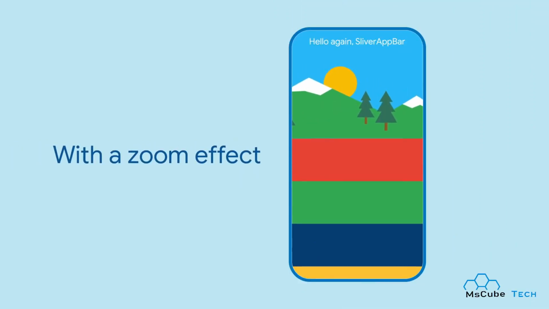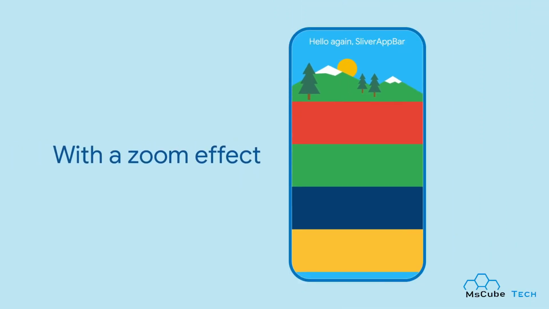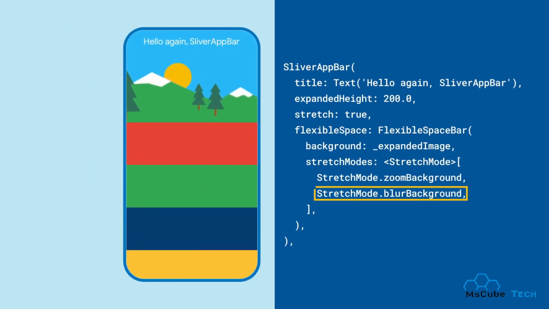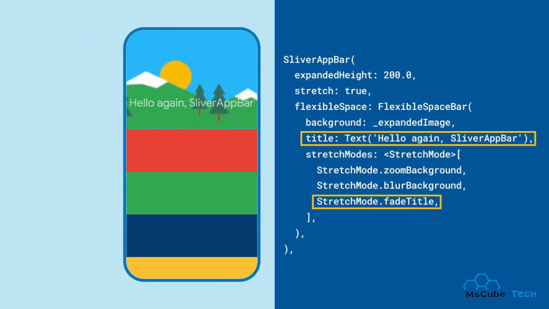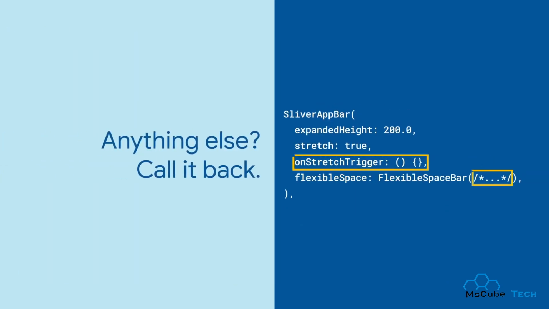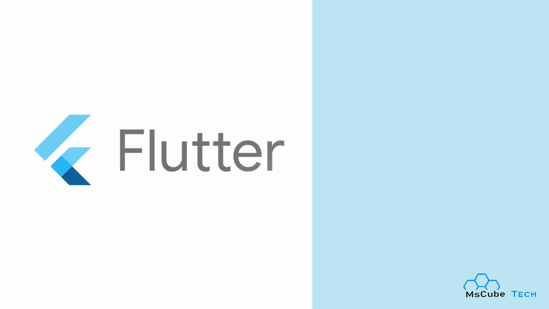By default, the FlexibleSpaceBar will zoom its background, but you can override that with the stretchModes property. Maybe by explicitly zooming the background, as well as blurring it out, or moving the title into the FlexibleSpaceBar and having it disappear with the stretch. And if you want to trigger other things to happen with the stretch, like refreshing the list contents, set an onStretchTrigger.